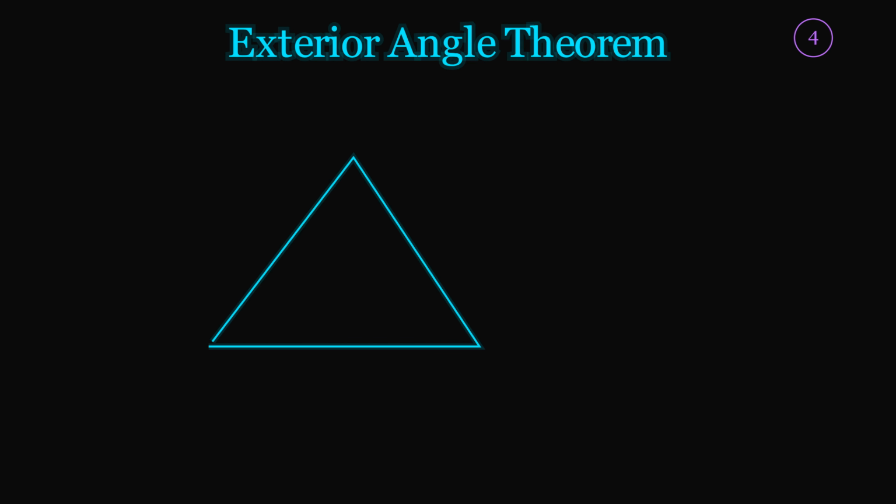Theorem 4, the exterior angle theorem. When you extend one side of a triangle, you get an exterior angle. That angle equals the sum of the two remote interior angles. Super useful for quick calculations in your exam. Remember this one.